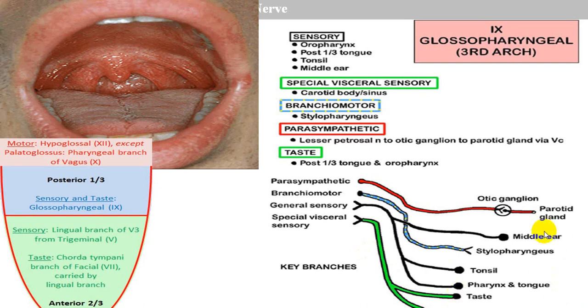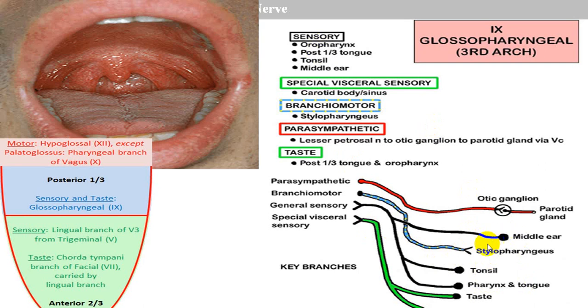So there is a sensory supply to the middle ear, tonsillar area, pharynx and tongue, baroreceptors and chemoreceptors to the carotid body and carotid sinus, taste sensation to the posterior one-third of the tongue, and parasympathetic supply to the parotid gland. This is the entire supply of the glossopharyngeal. Again I am repeating: sensory supply to the middle ear, tonsillar area, pharynx and tongue.